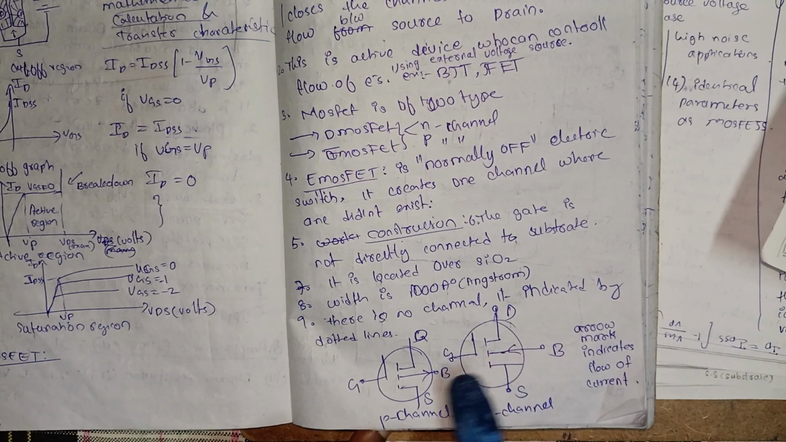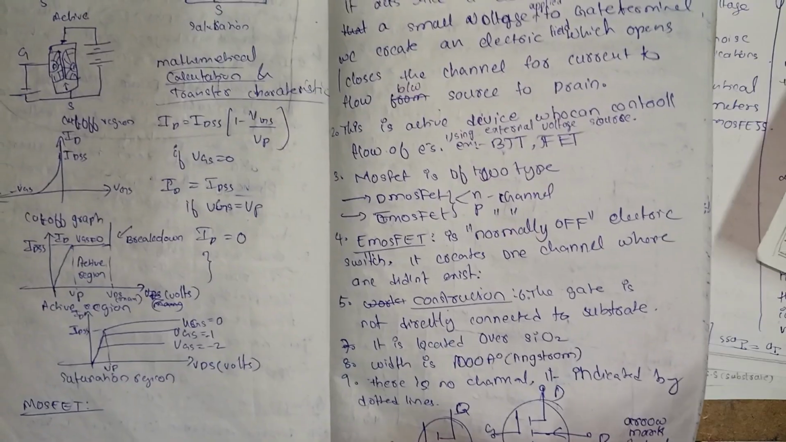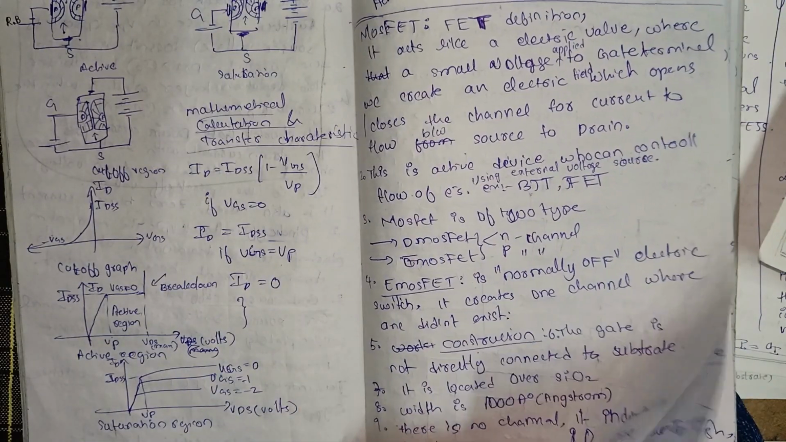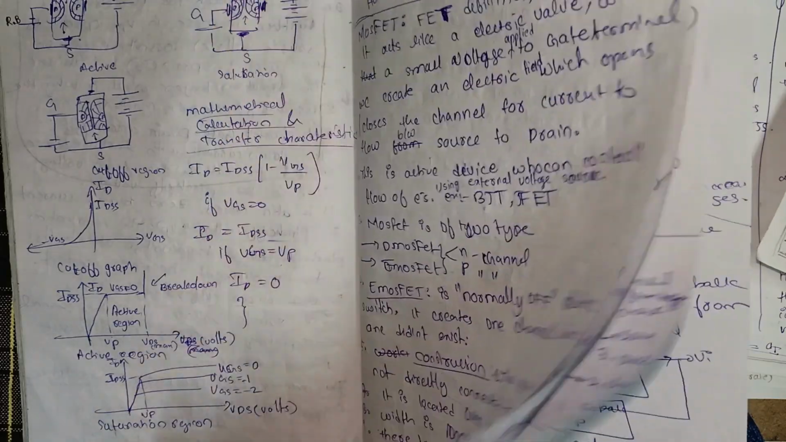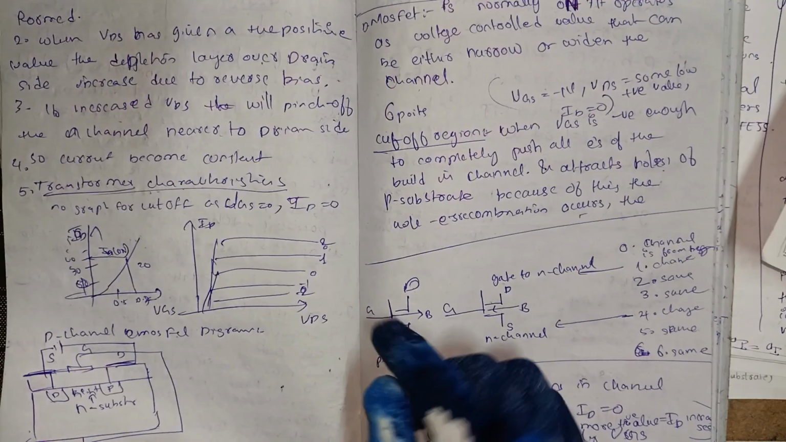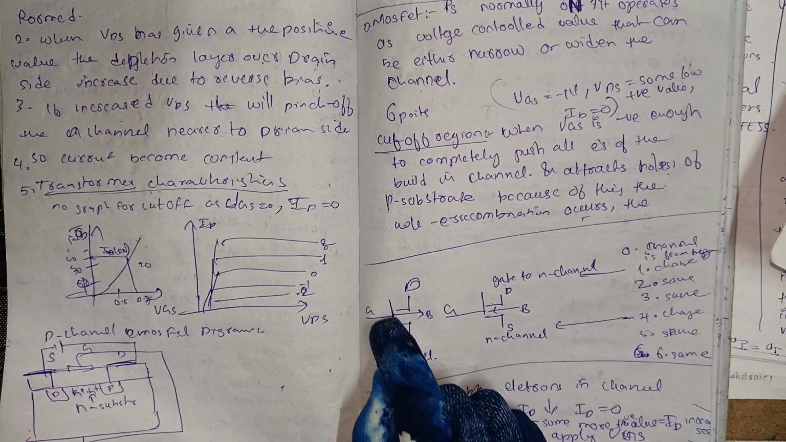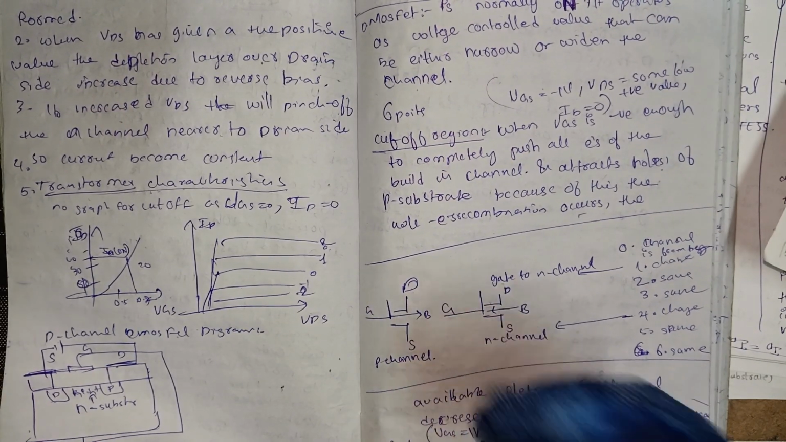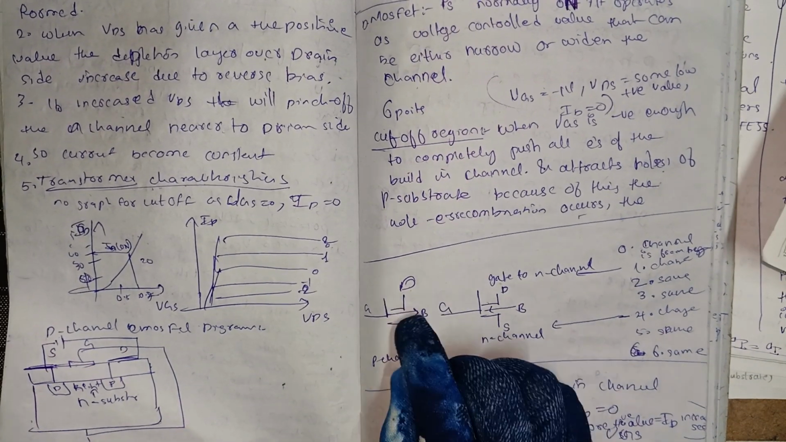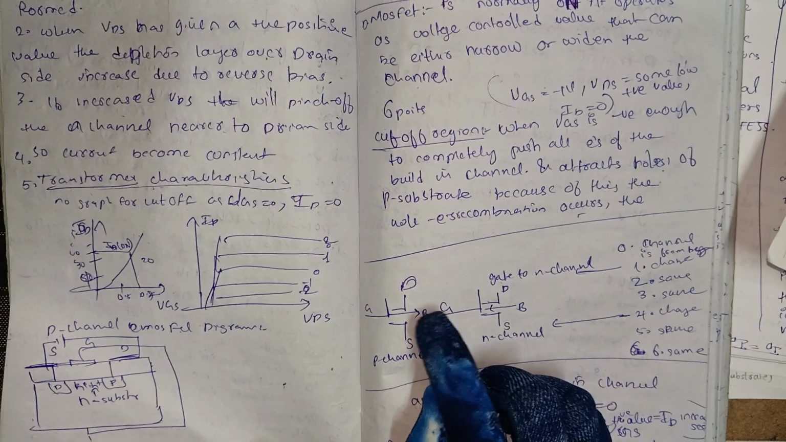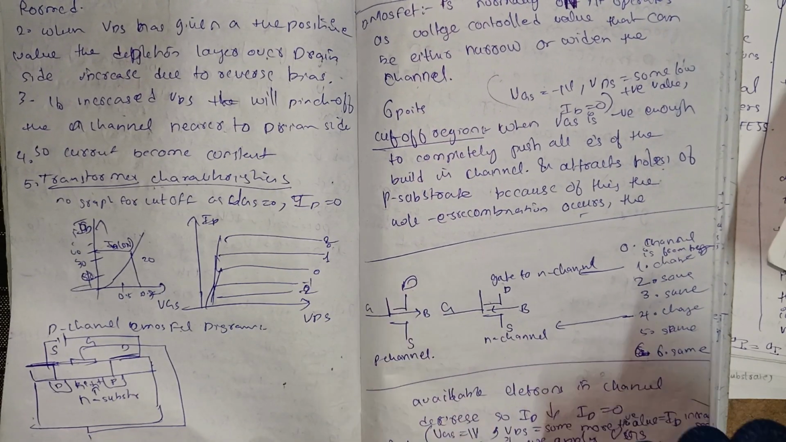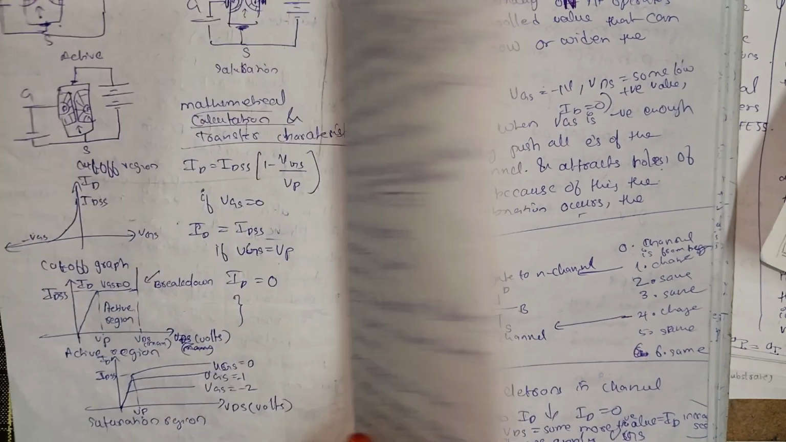For N channel the arrow is inwards, and for P channel it is outwards. In the case of D MOSFET, the circuit representation is like this. Here the channel is indicated by a dark line, meaning the channel already exists. Drain, gate and source are shown, with inward and outward arrows for N channel and P channel.